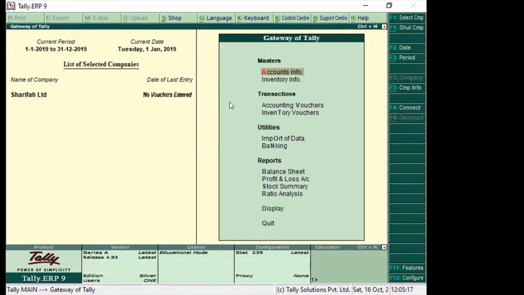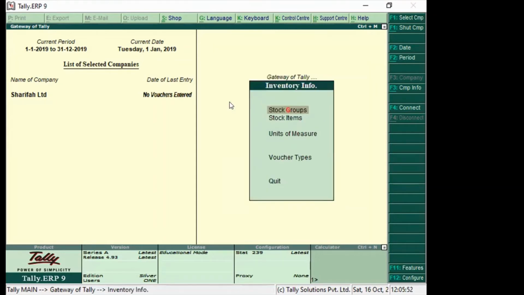First of all, we are having headings: masters, transactions, utilities, reports. Yes. So before you do anything, we need to know inventories. In most cases, we are given inventory information. So we first enter inventory information, and then we go to accounts info, and then we go on to do transactions. That is the procedure actually. So when you go to masters, you'll go direct to inventory info. In inventory info, they will open for you stock groups, stock items, units of measure, budget types.